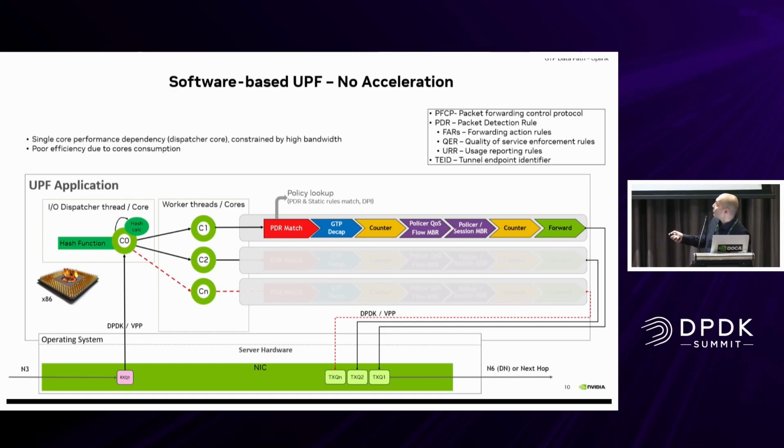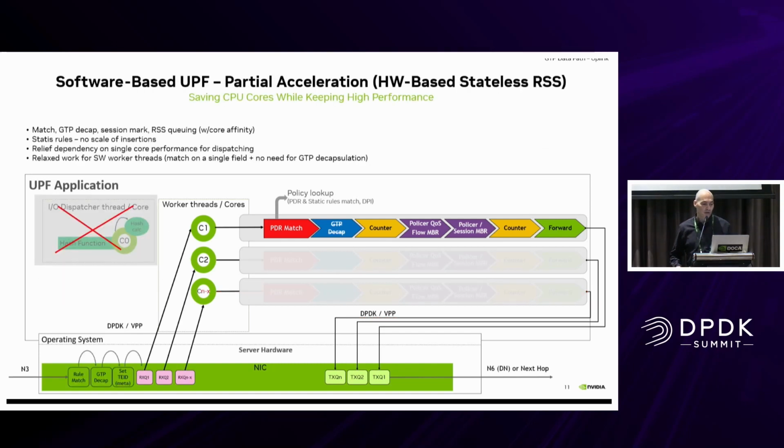So what the UPF does is the dispatching, and then after dispatching, each core implements its own pipeline. First thing is doing the DPI based on the match, and so on. So the limitation that we have here is that we are limited by the single core performance, and we have poor efficiency. So we are looking for ways to implement something better than that.